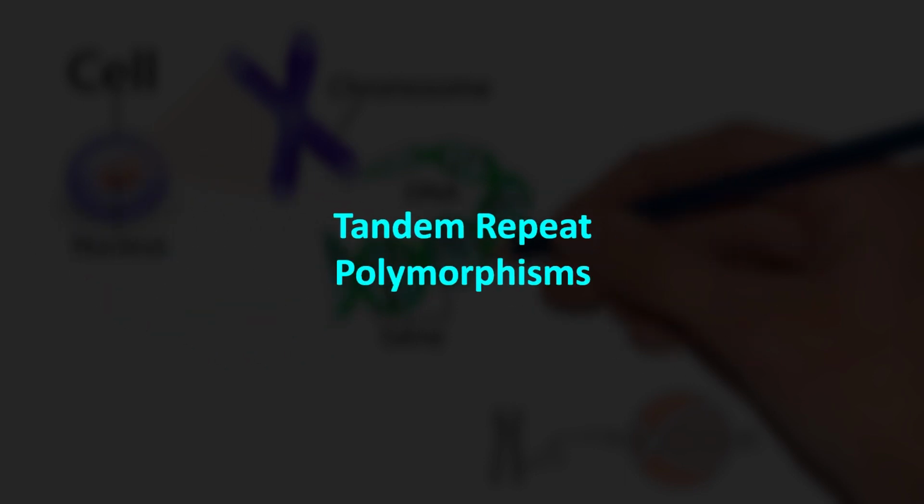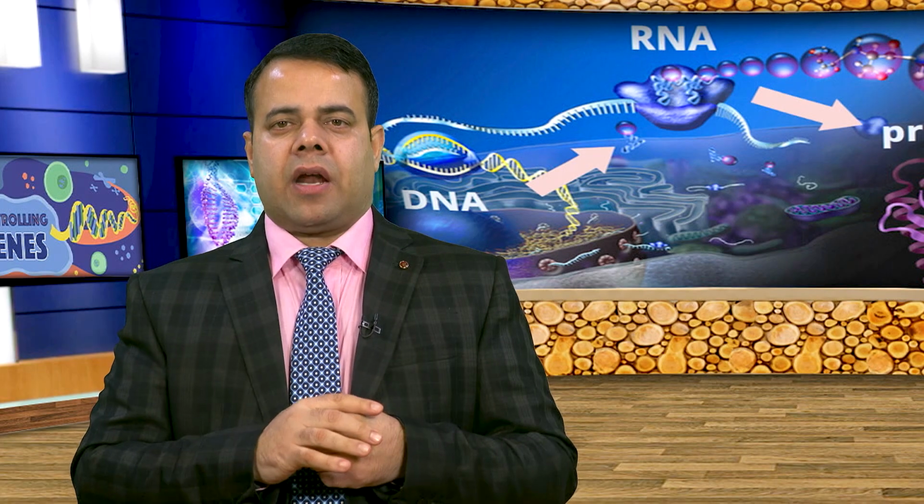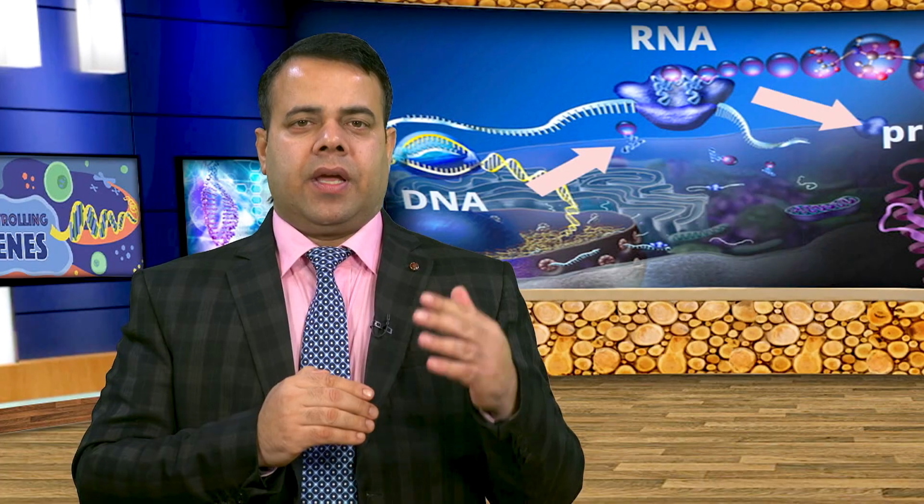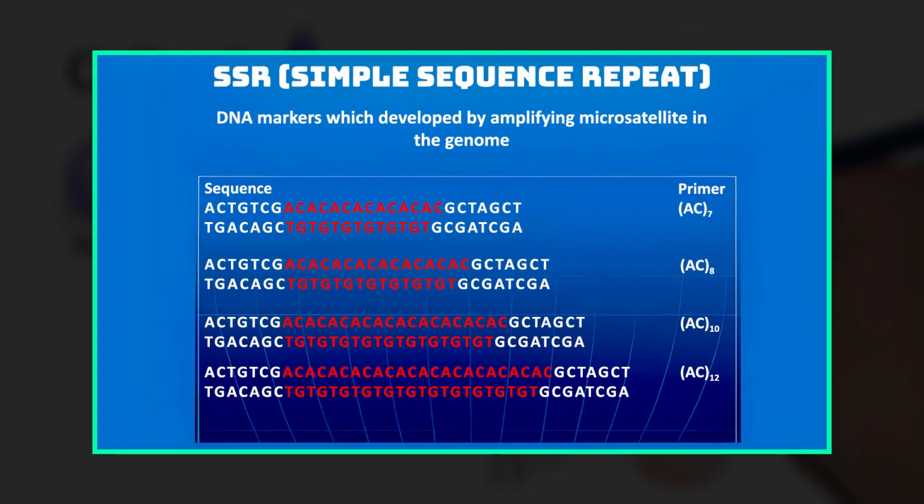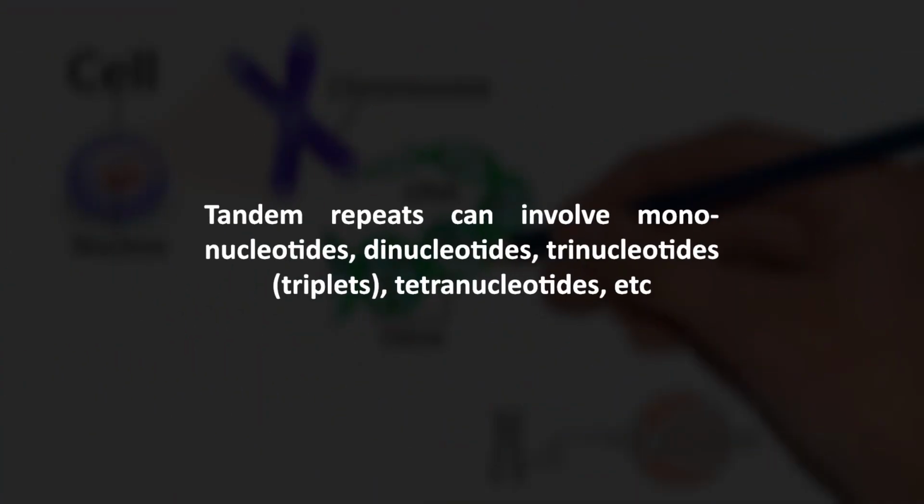Dear students, let's now discuss the other polymorphisms at the DNA level, that is tandem repeat polymorphisms. The term tandem repeats is used to describe tandemly repeated DNA sequences, also known as simple sequence repeats or SSR, or satellite DNA, which includes both microsatellites and minisatellites. Tandem repeats can involve mononucleotide, dinucleotide, trinucleotide, that is triplets, or tetranucleotides, etc.